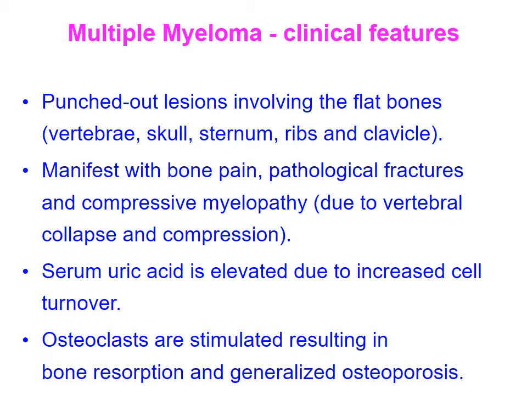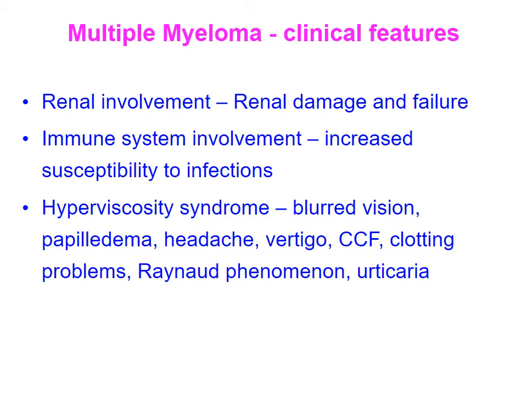This compressive myelopathy is due to vertebral column collapse and compression. And there will be increase in serum uric acid. This is due to increased cell turnover. And moreover, the osteoclasts are stimulated, resulting in bone resorption and generalized osteoporosis. Decreased immunity will also lead to infections. Next, the Benson's proteinuria, amyloidosis, hypercalcemia and hyperuricemia result in renal damage and failure.